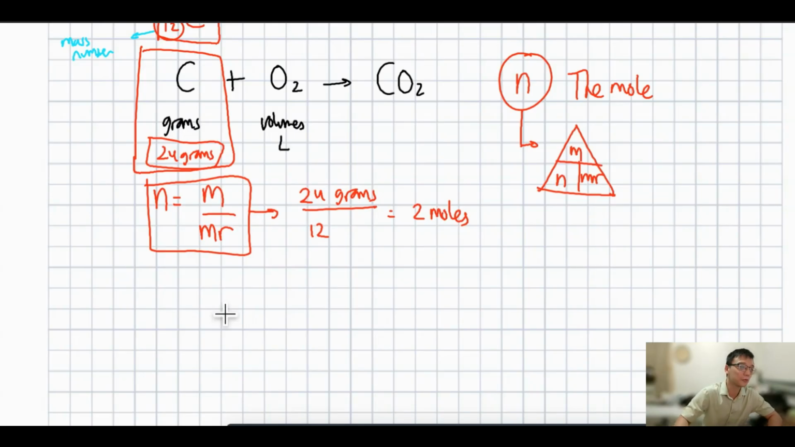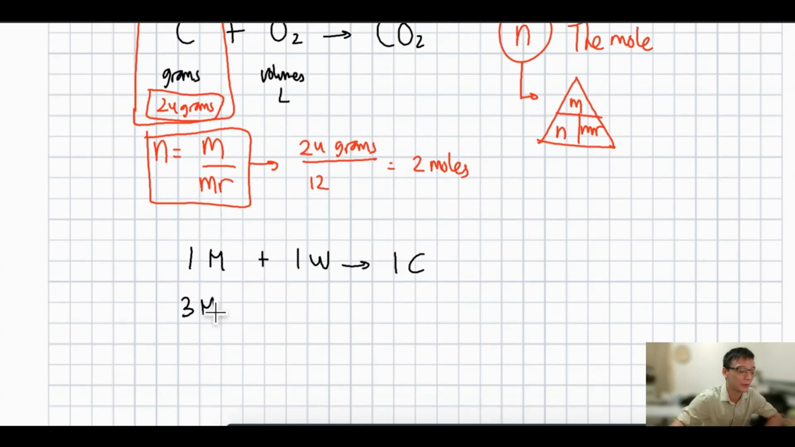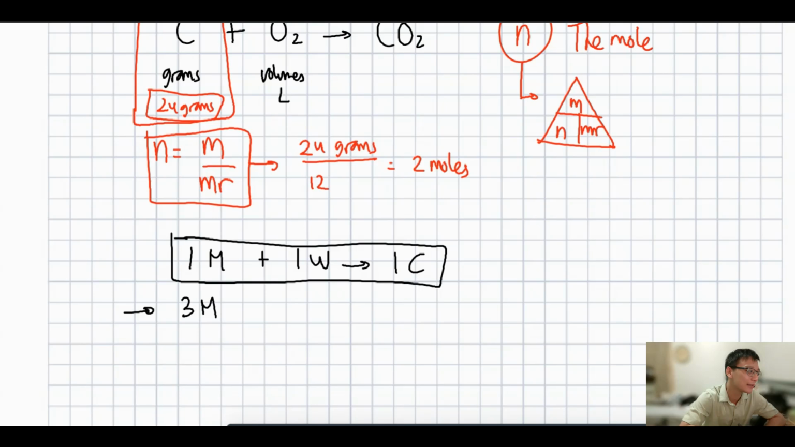Now, actually, I would like to give an analogy. For example, one man and one woman become a couple. And let's say that in that party, we have 3 men. Then I would ask, how many women should I pair with those 3 men in order to make the appropriate number of couples? The idea is that one man and one woman become one couple. But the actual condition is 3 men. So of course, we know that we need to pair 3 women in order to make 3 couples.